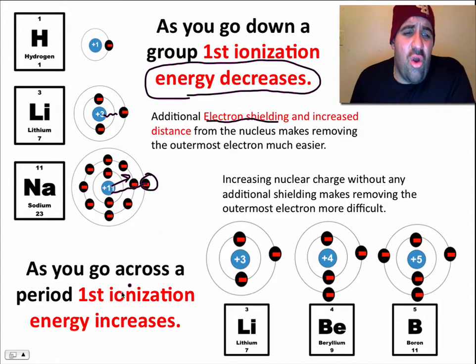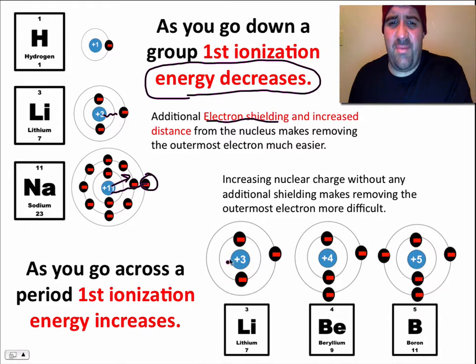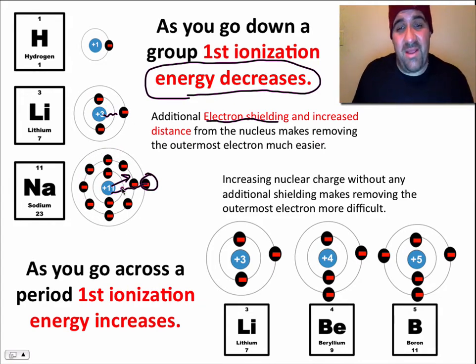What happens as you go across the periodic table? Well, first, ionization energy is going to increase, because as you go across, nuclear charge is increasing. The pull of the nucleus is getting stronger and stronger. But these electrons aren't getting any further away, and there's no additional shielding. So removing these electrons becomes more difficult because the nucleus is holding them more tightly. The nucleus gets stronger going down as well, but there's more shielding and increased distance from the nucleus, so it's counterbalanced by that.